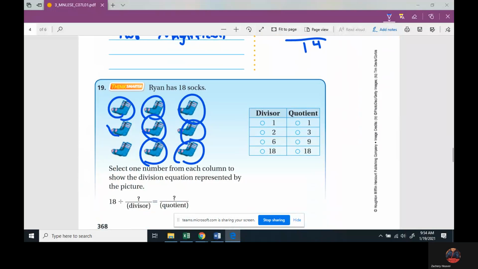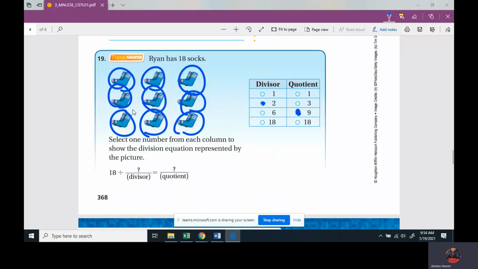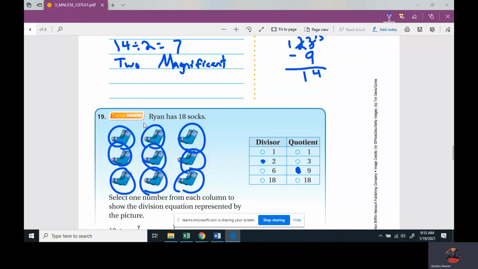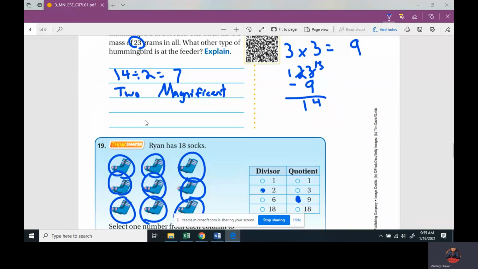like this. So, how many is in each group? 2. So, our divisor is going to be 2. And how many total groups do we have, Adeline? No, not 18 groups. Count your groups. 9. So, you get this, Cortland? Box in 2 and box in 9. Okay? Box in 2. Let me end this recording real quick, and then I'll slow down.